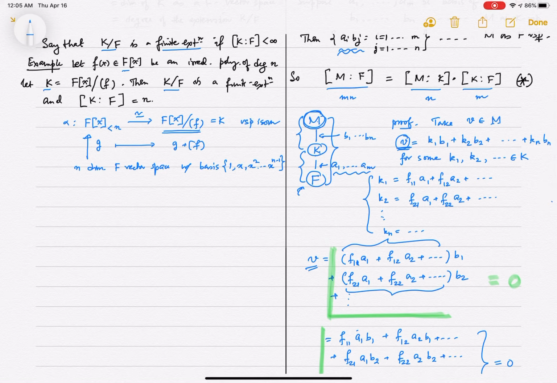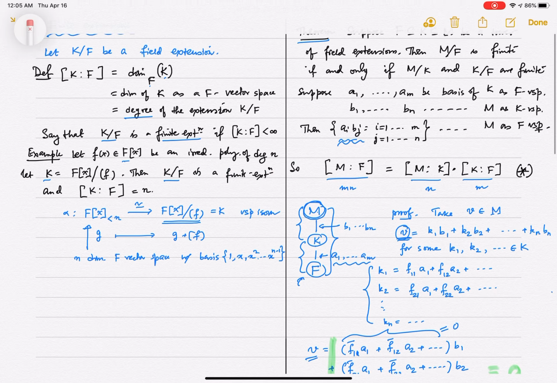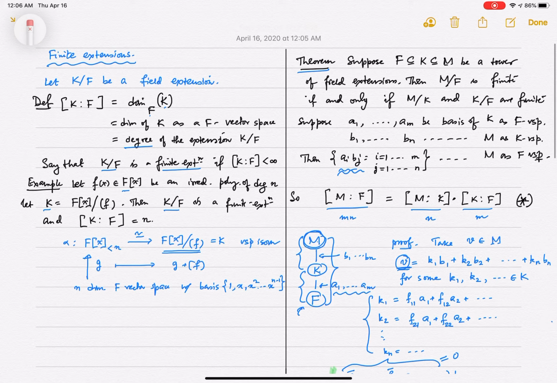And now you take that this is equal to 0. This is now a linear combination of the a's with coefficients in F. But the a's are also linearly independent. That tells you that the f's are 0. And then similarly, this one is 0, tells you these f's are 0, and so on and so forth. So you just go in 2 steps like that. And that's basically the proof of this theorem.